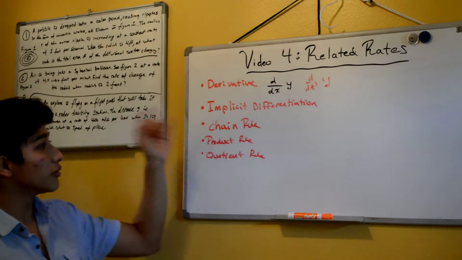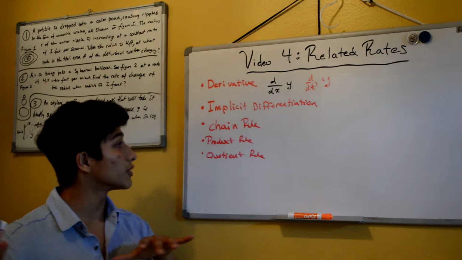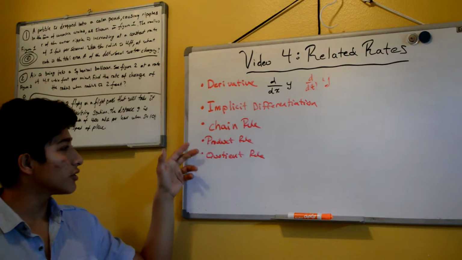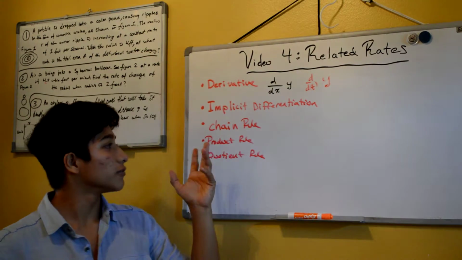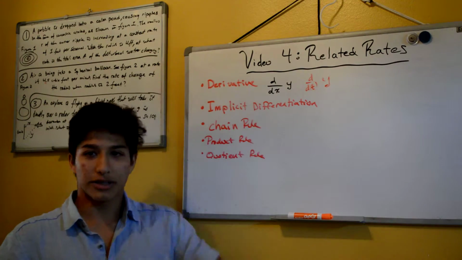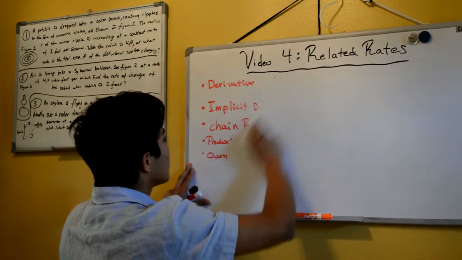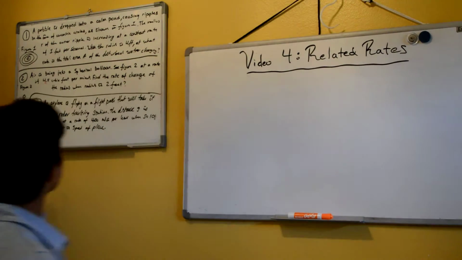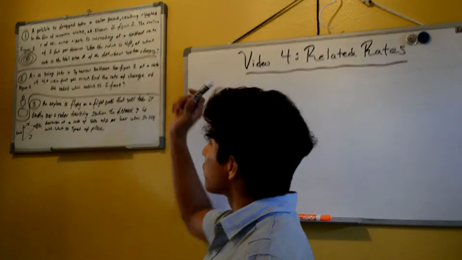So we're also going to use implicit differentiation, finding the derivative on both sides. We're going to use the chain rule, product rule, and quotient rule. These two, you might not have to use all the time, but you are going to need to know them to be able to advance. So today we're actually going to do 3 problems. And so here I wrote them down, so we won't have to waste so much time. So let's start with the first one.